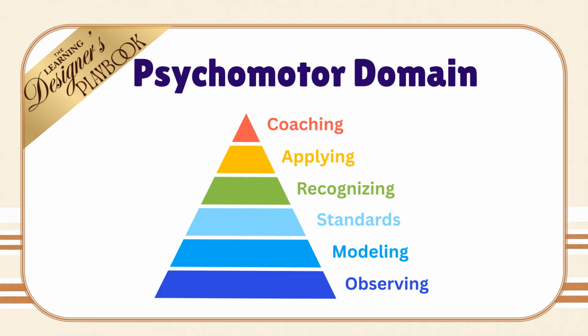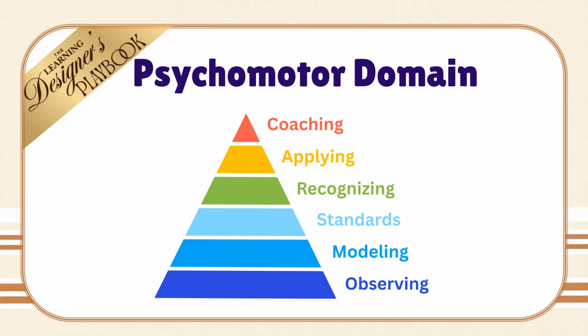The second level is modeling, where learners begin to imitate what they've seen, often under direct supervision. This is where practice begins, though it's still very dependent on guidance. The third level is standards, where learners start to measure their performance against established benchmarks, such as speed, accuracy, or form. Here they begin refining their skills based on criteria that define success.